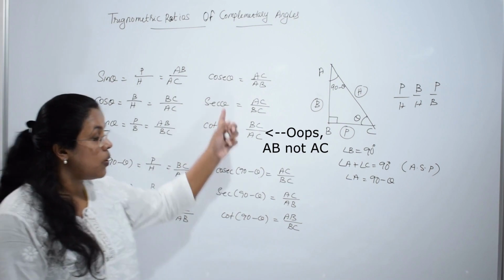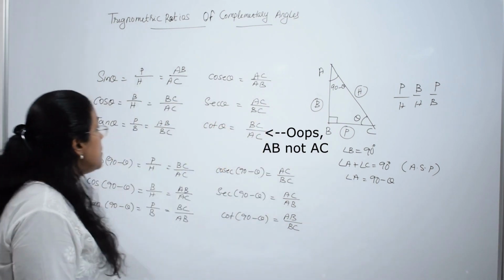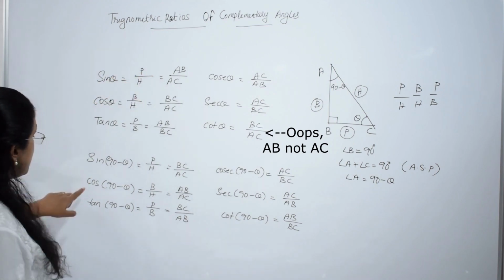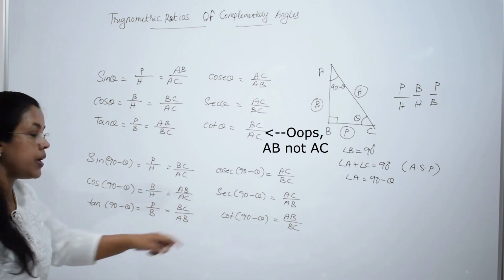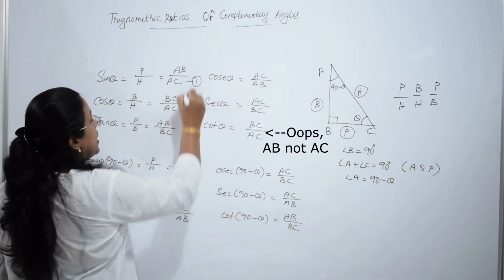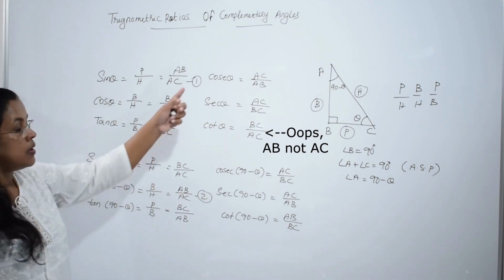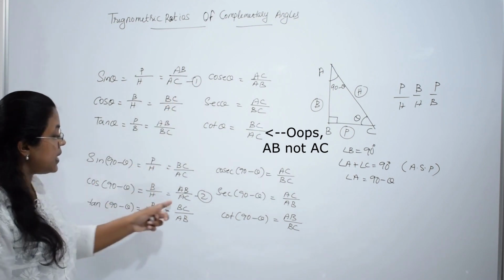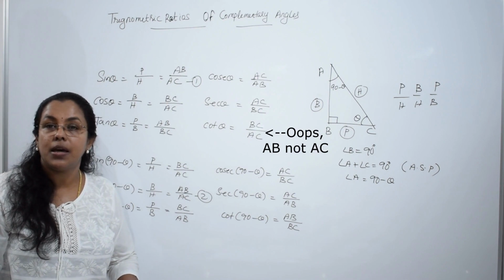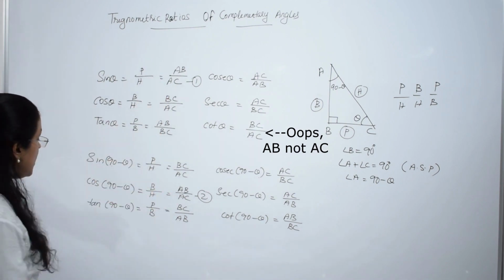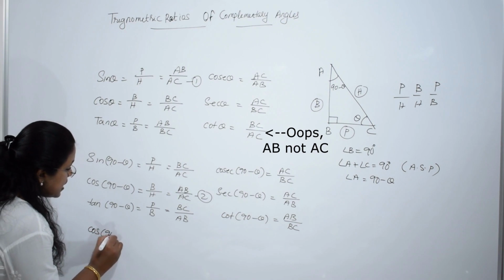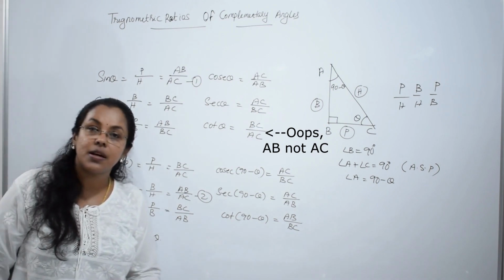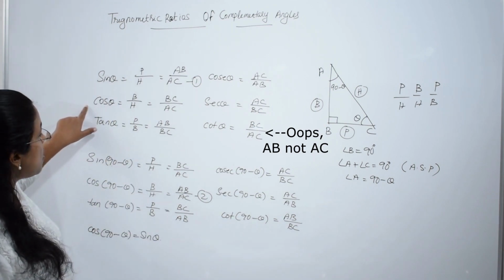Now we are going to relate these two ratios. Look at this. Sin theta is equal to AB by AC. Cos 90 minus theta is also equal to AB by AC. Relating these two, we get cos 90 minus theta is equal to sin theta. Is it clear?